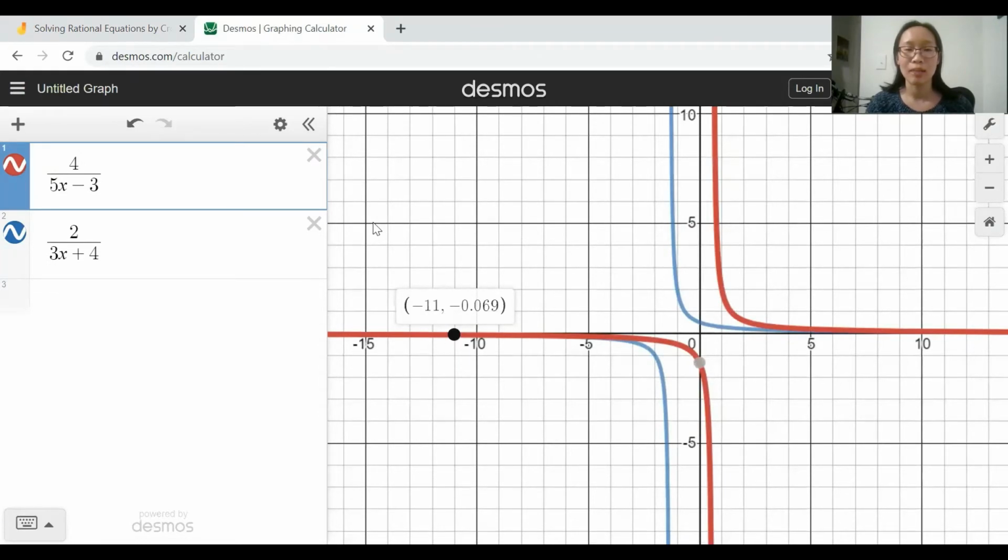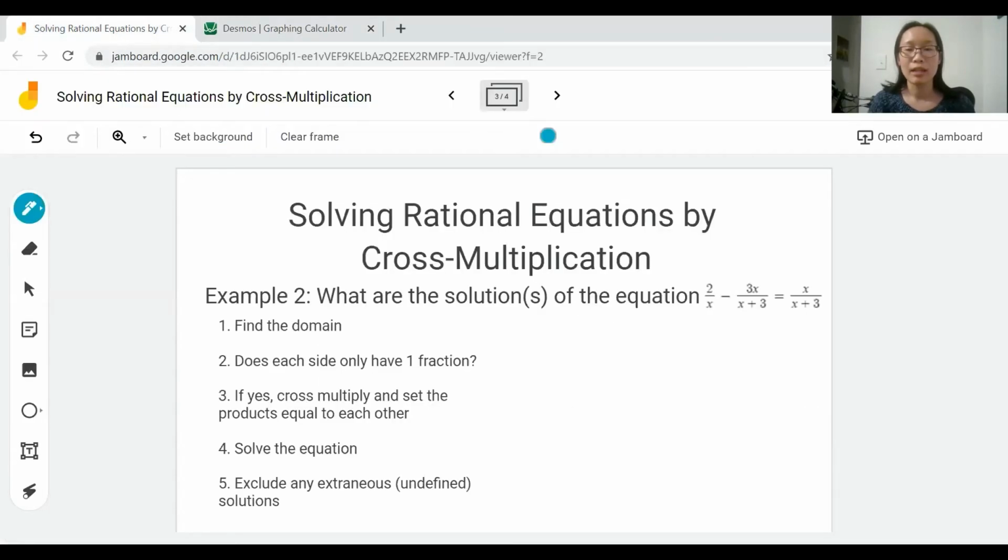Let's try a second example. Here we are asked to find the solutions of the equation 2 over x minus 3x over x plus 3 is equal to x over x plus 3. First, I'm going to find my domain, which is all x's except what makes my denominator 0. So x equals 0, and then x plus 3 equals 0 gives me x equals negative 3. So these are my undefined values that I cannot use, that I have to keep an eye out for.